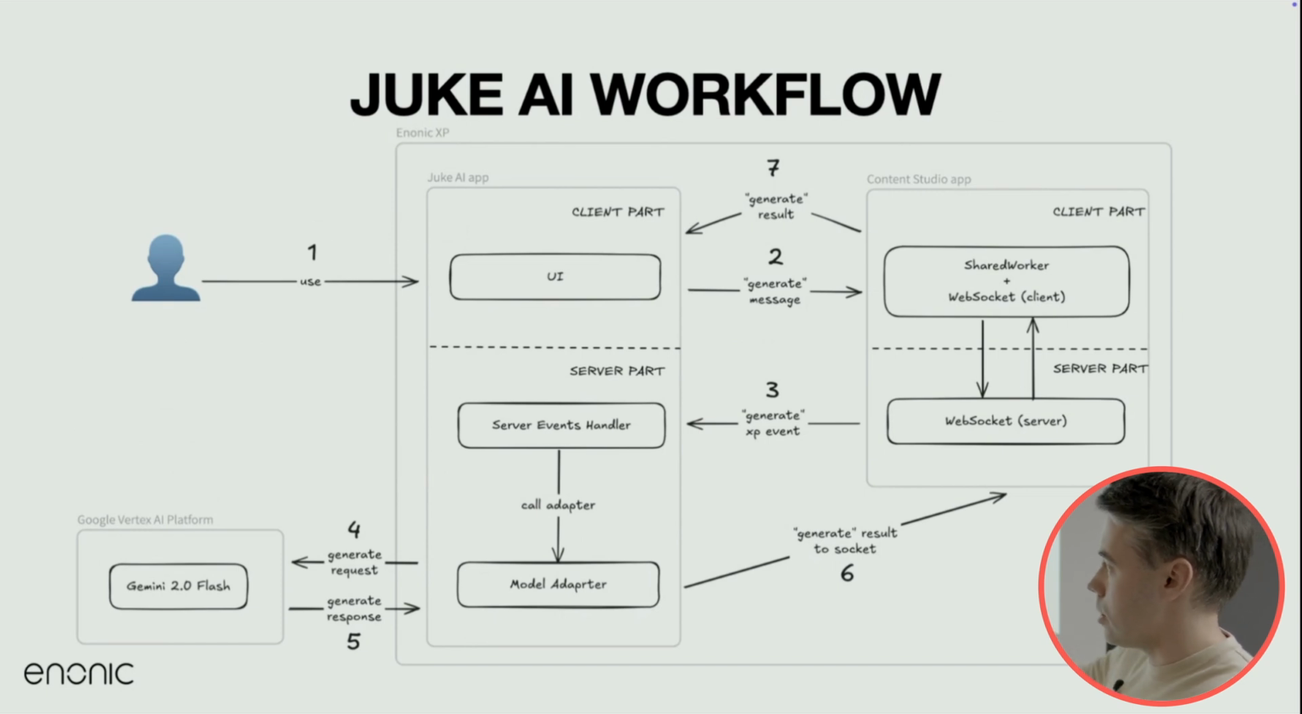We run a WebSocket client via shared worker, and then we send the result to the server, and it's all processed in Content Studio. And Content Studio, if it understands that it's Juke AI event, then it will send the XP server event to the XP, and the server part of the Juke will handle it.